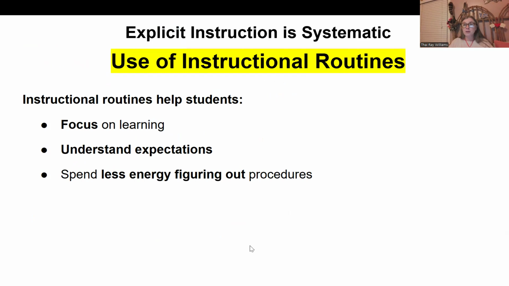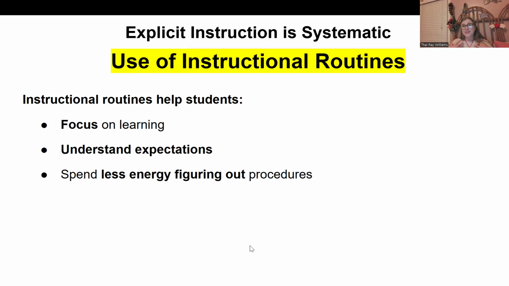All right, talking more about explicit instruction being systematic. You want to use instructional routines because these routines help students focus their learning. One of the things I love about keeping that same routine is students know what to expect. They understand what your expectation is. They can anticipate what comes next, and you don't have to teach a new routine every time. It's very systematic. We use the same routine every time we teach this skill, for example. And it takes less energy from you.